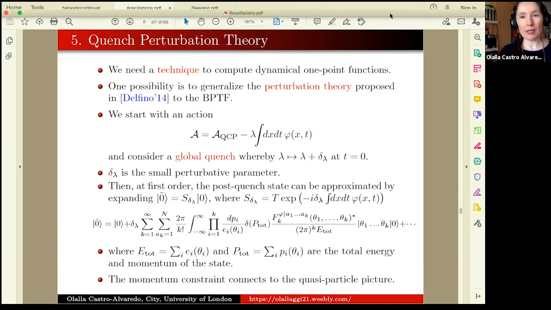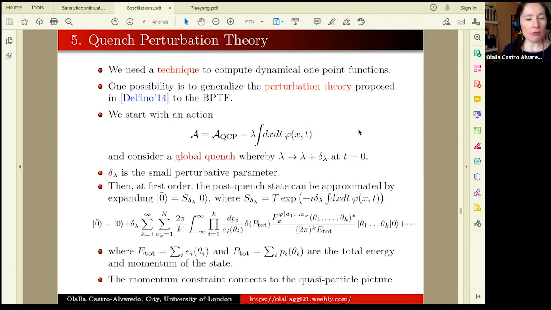So I keep going. Let me continue where we left off. Remember, we were talking about this perturbation theory of Aldo Delfino and how you can use that to compute one-point functions. I already explained this part, but let's go back a little bit. Essentially, this gives us a prescription to compute the post-quench state after a global quench. It is important in this approach that the quench is global.